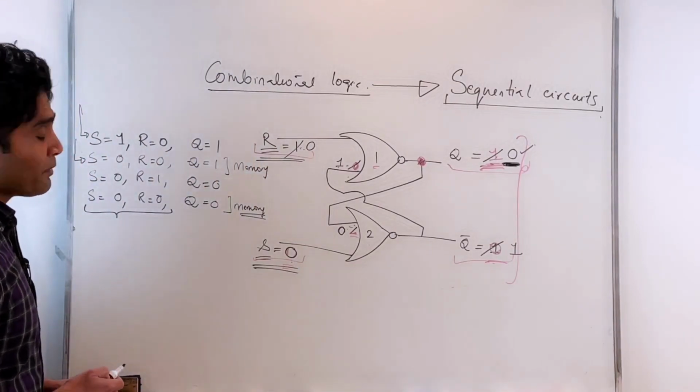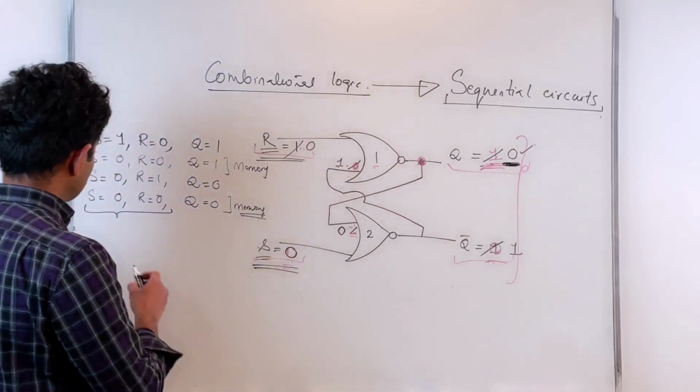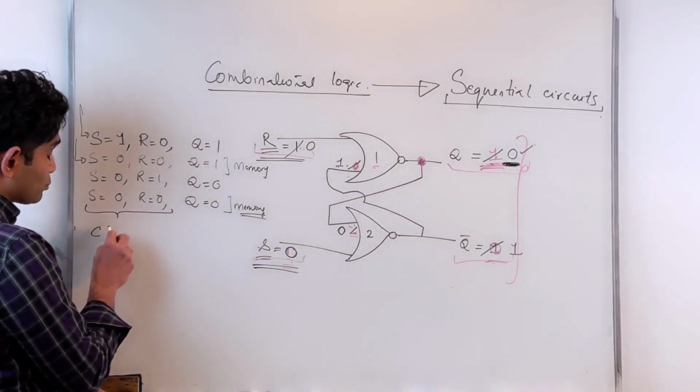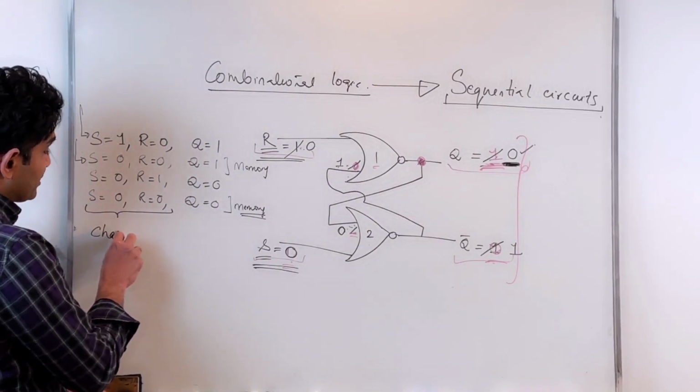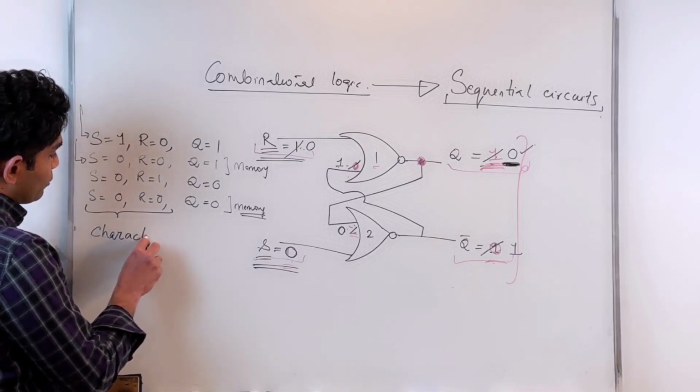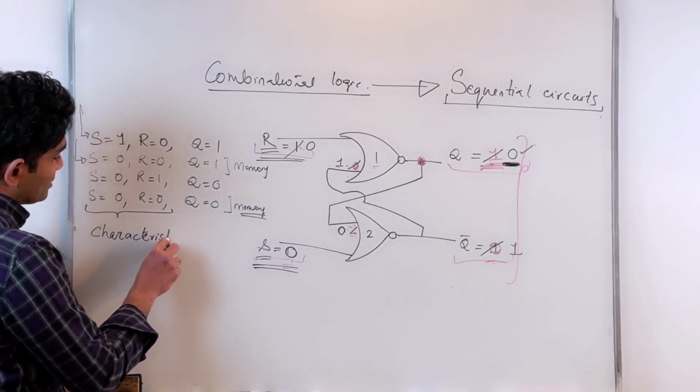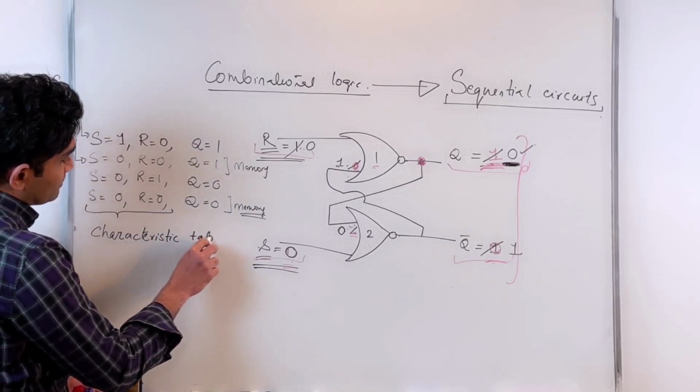All right. And if I want to describe the system, then I do that using what is called the characteristic tables, not truth tables anymore, because we have that dependence on the history. These are called characteristic tables.